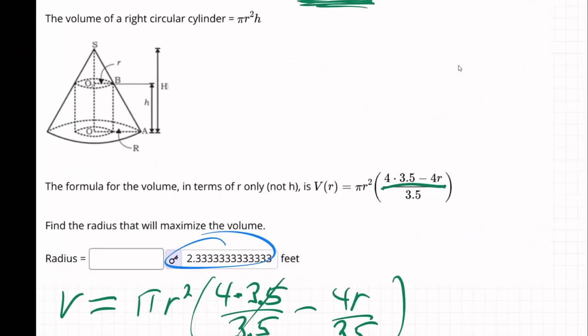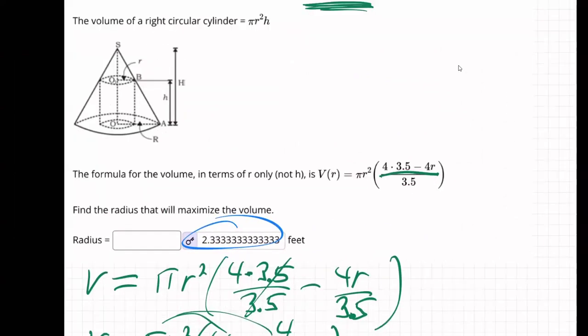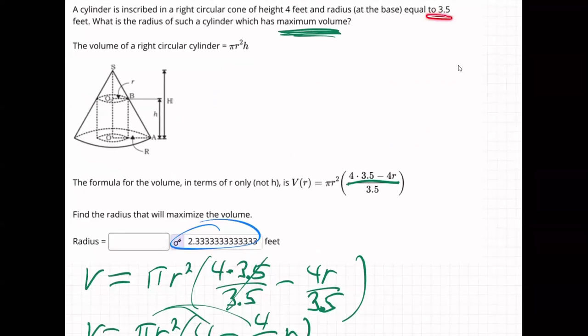So the best radius, right? Remember the radius for the cone, what was it? Oh, the radius was 3.5. So the cone went all the way out to 3.5. And we're saying you should make the soda can go out to 2.3333 when the whole cone goes out to 3.5. You should make the soda can go out to 2.3333 and go up, and you'll get the biggest volume soda can you can fit in that cone.